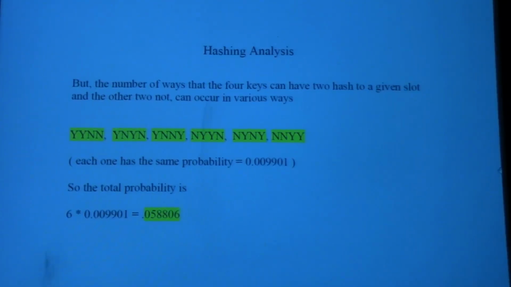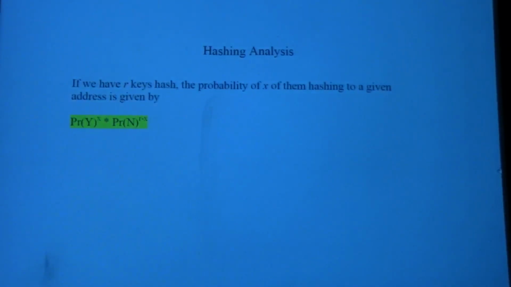So it's important to understand that because things can happen in multiple ways, multiple sequences give you the same probabilities, it's important to understand the binomial coefficient. Now we'll generalize it. Suppose we have R keys hashing. The probability of x of them hashing to a given address is given by the probability of y to the x. That means x of them are yes, yes, yes, yes, followed by r minus x no, no, no, no.